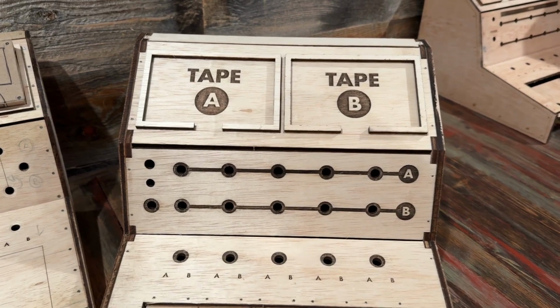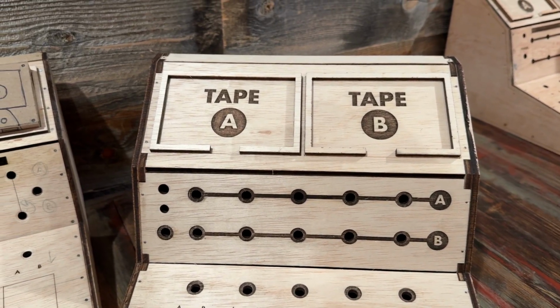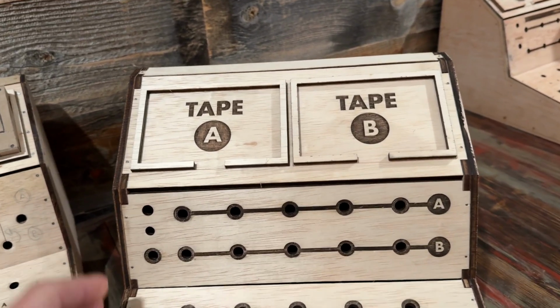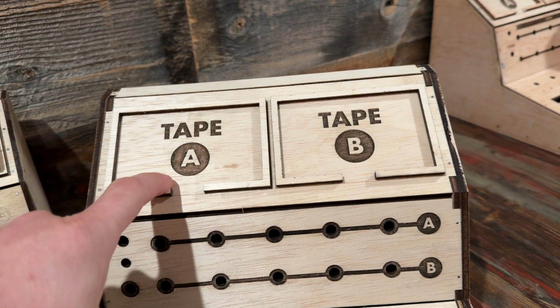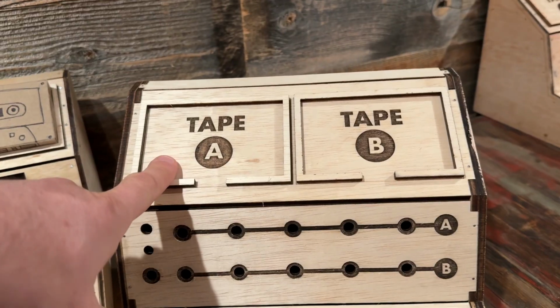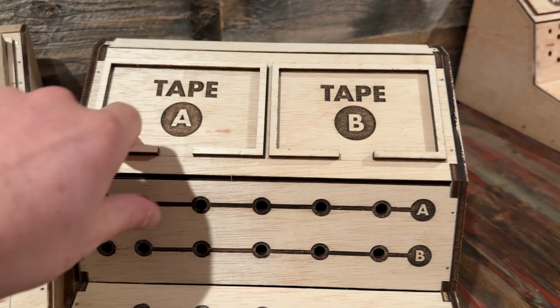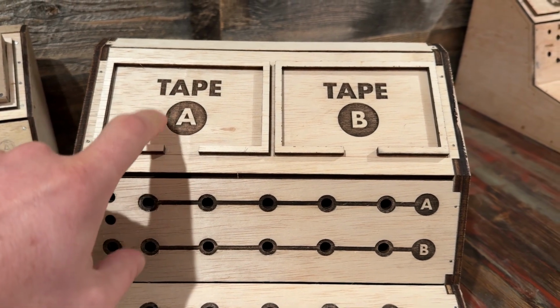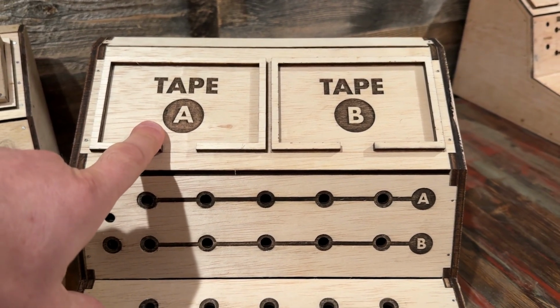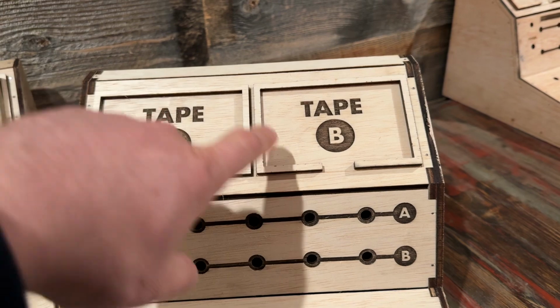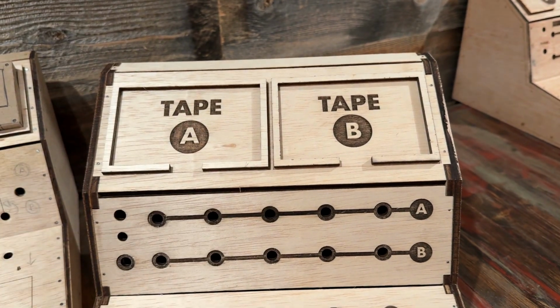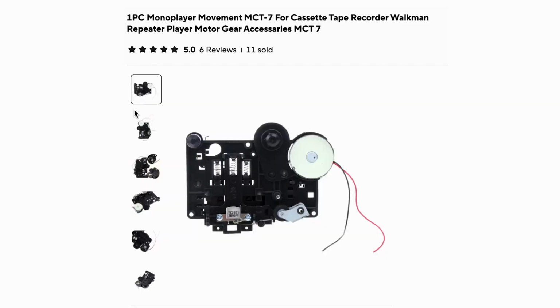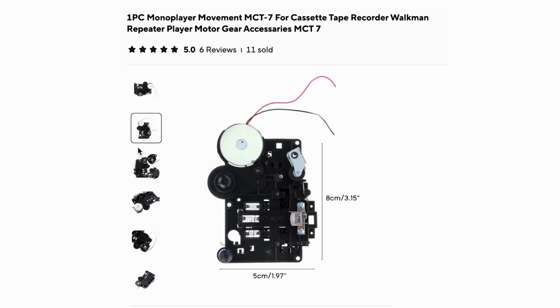A major part of the Cassettone Two project is going to be figuring out the tape playing mechanisms for both A and B. This is no small feat. Teams of engineers created tape players, and I'm a novice at best when it comes to electronics. So I was very excited to see that you can actually buy these little units.